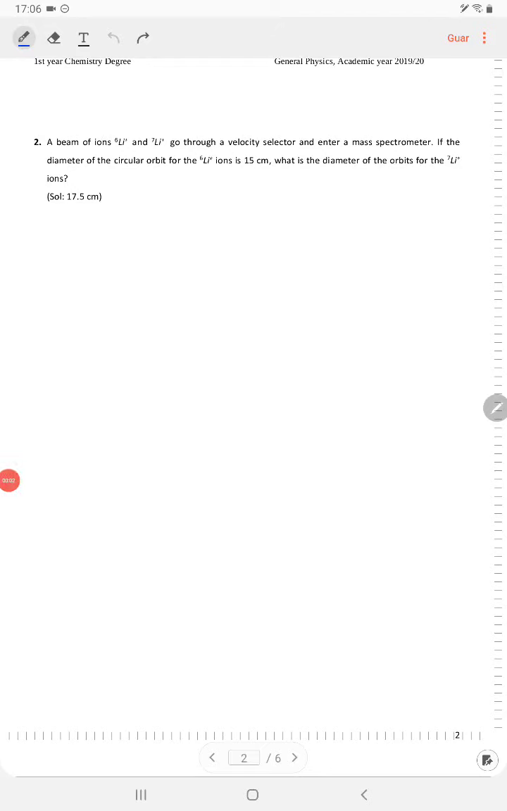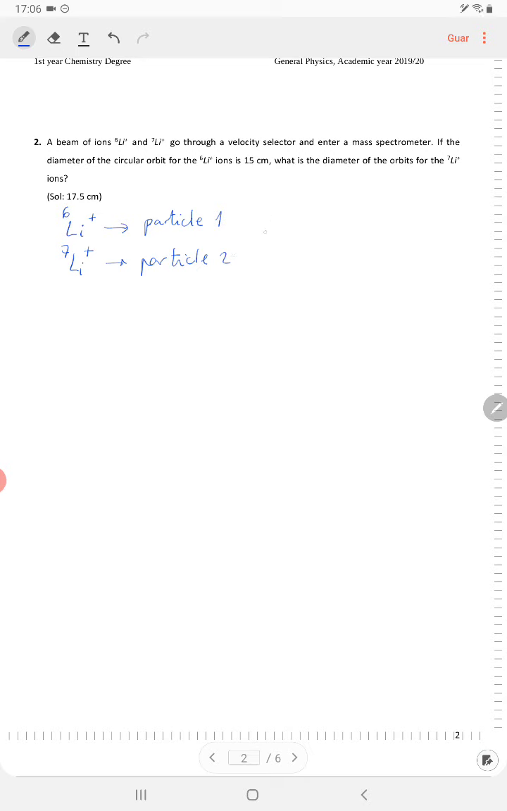In this video, we solve problem 2 of Unit 14. In this problem, we have two ions, which are lithium 6 and lithium 7. I'm going to use the following notation. Lithium 6, I'm going to call particle 1, and lithium 7, I'm going to call particle 2.